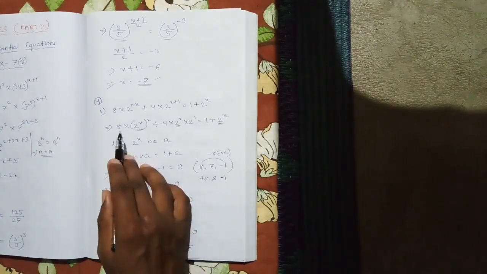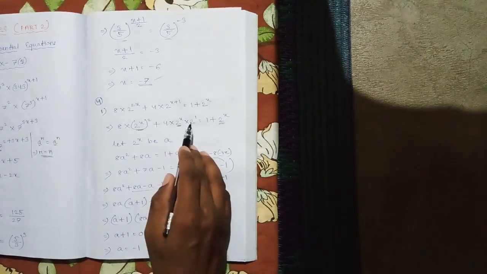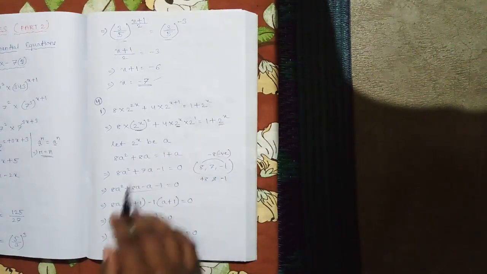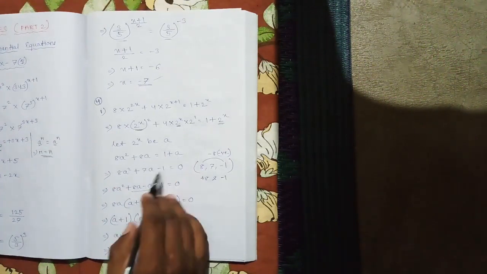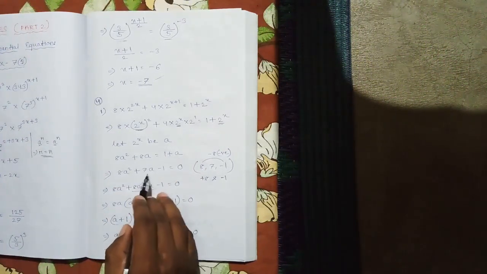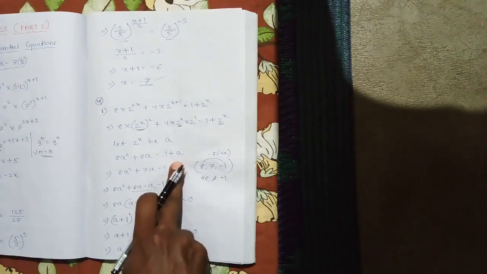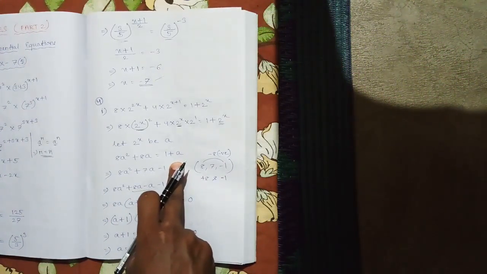So this equation will become 8a square, as you can see, plus 4 into 2 is 8 into a, 8a is equal to 1 plus a. So 8a square plus 8a is equal to 1 plus a. Bring everything to the left, we will get 8a square plus 7a minus 1 is equal to 0. Okay, now 8a square plus 7a minus 1 is a quadratic expression which you have studied in the chapter factorization, and you know how to factorize such expressions.